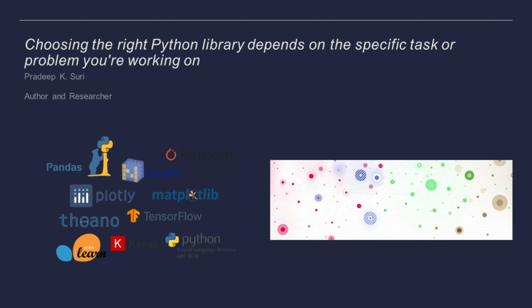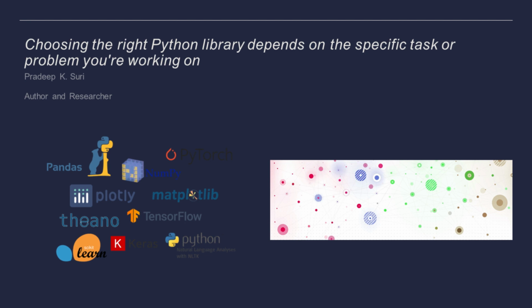3. Matplotlib and Seaborn. Use Matplotlib and Seaborn for data visualization. They allow you to create various types of plots, charts, and graphs to visualize your data. Helpful for creating publication quality visualizations and gaining insights from your data.